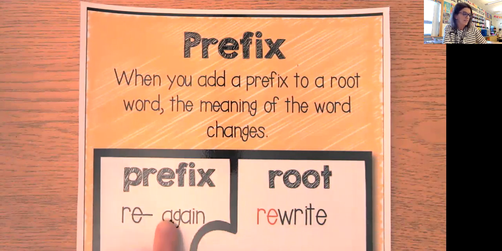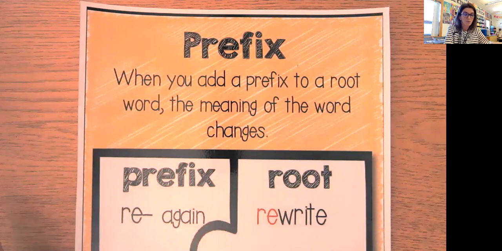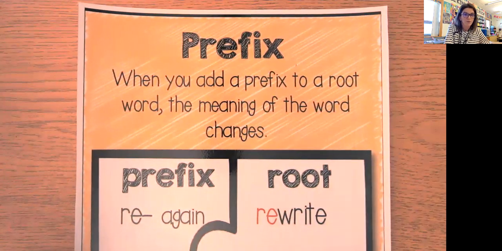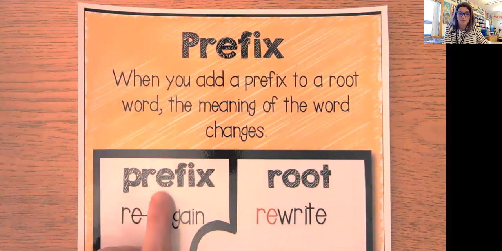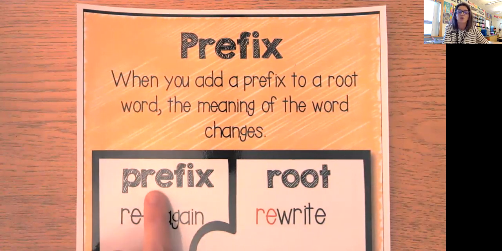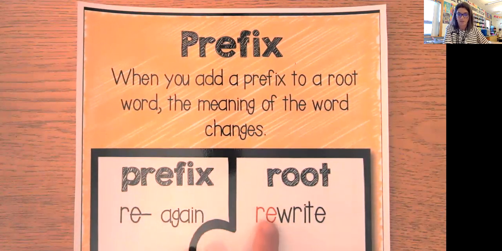I always like to remember that a prefix goes at the beginning of a word by thinking about a preview. When you go to the movies or watch a movie, you have to watch the previews before the movie starts. When do we see the preview? Before the movie, right? So just like we see the previews before the movie starts, a prefix goes before the root word.